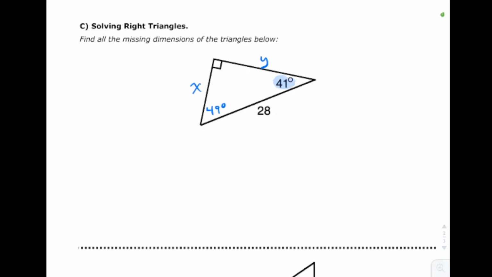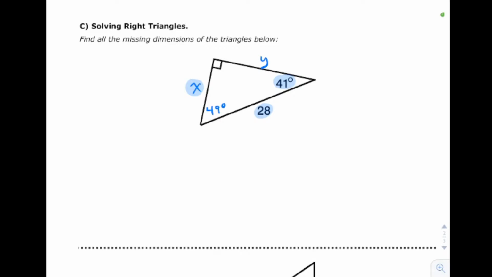I'm going to use the angle they gave me. It's just a good habit. I have to use the 28. That's the only other piece of information that I actually know. And I can solve for X or Y. It doesn't matter which one I do first. I'm just going to choose X first.